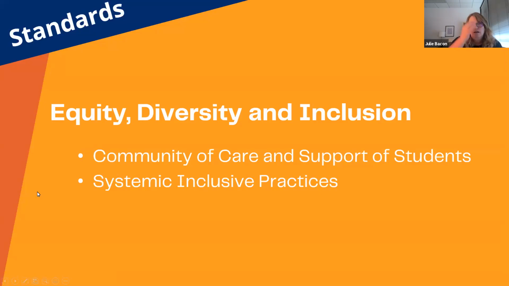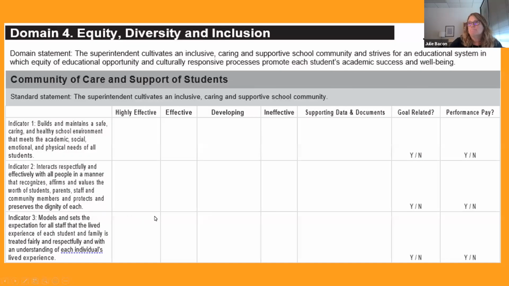Okay, so our next domain is equity, diversity, and inclusion. And this is about the community of care, supportive students, and systemic inclusive practices. So what we're really talking about here, and this is the standard community of care and supportive students, 3 indicators here, is having a safe, caring, healthy environment in your schools, being respectful, and interacting with people effectively in ways that acknowledge and affirm their experiences.